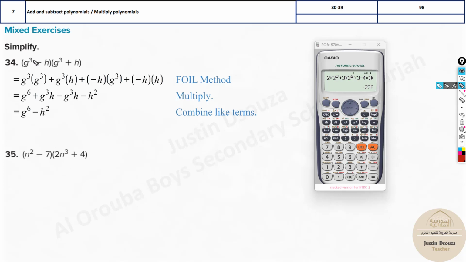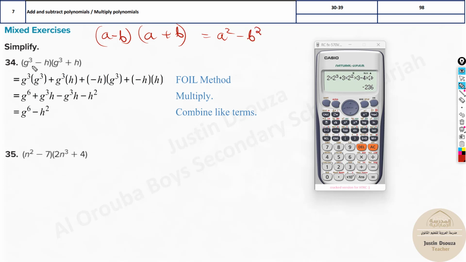Now, what is done over here? FOIL method. This times this and this. Yes, they have done the FOIL method and done. But do you know there is a formula that is a plus b, a minus b? What is this formula? a plus b, a minus b equals a square minus b square.